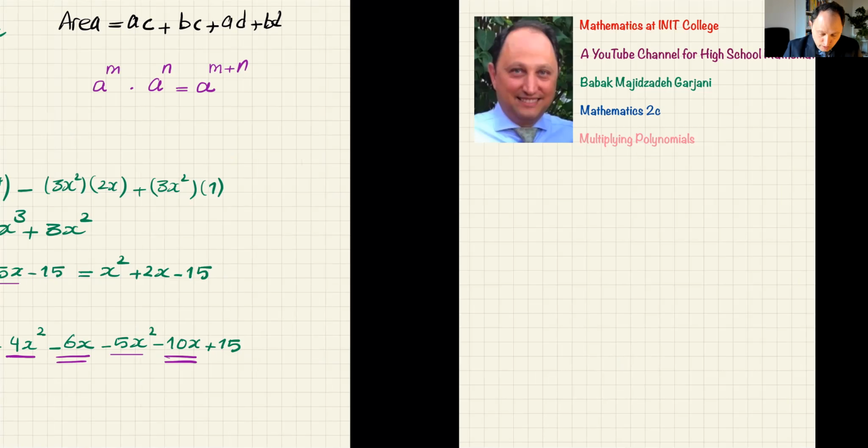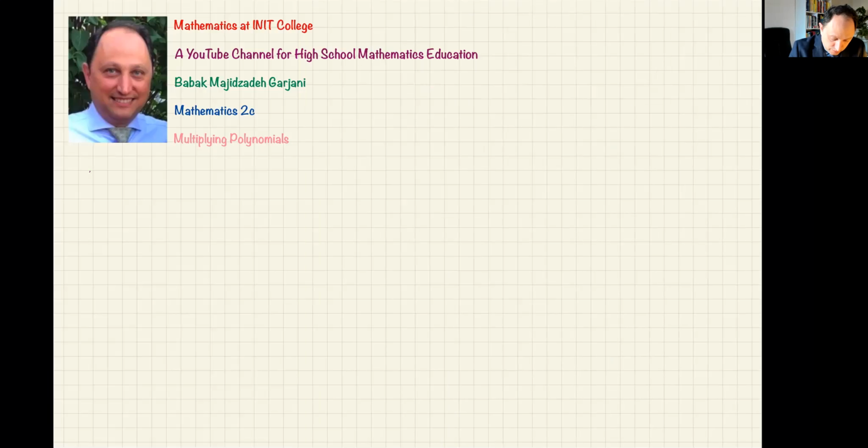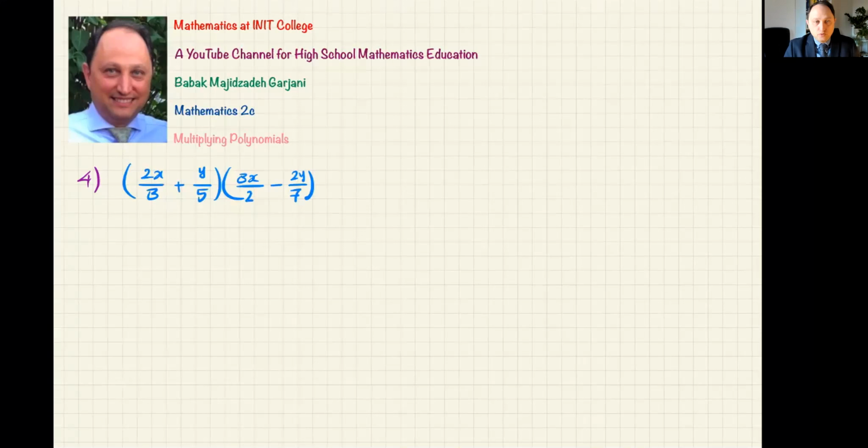So let me give you another example for what happens if I have this situation. For example, let me write 2x over 3 plus, for example, y over 5, and then let me multiply it by 3x divided by 2, and then I will have plus, let me take one of them negative, negative 2y over 7, for example. I want to expand and simplify this expression.